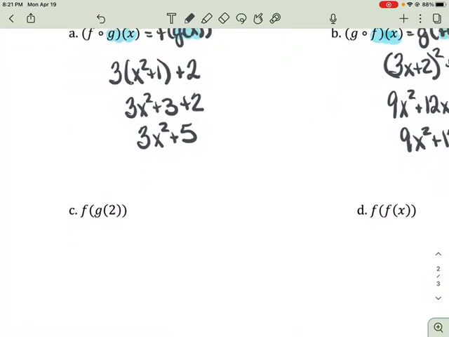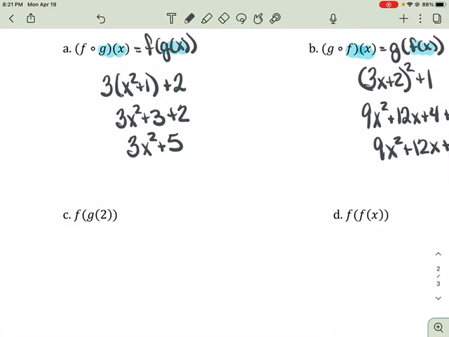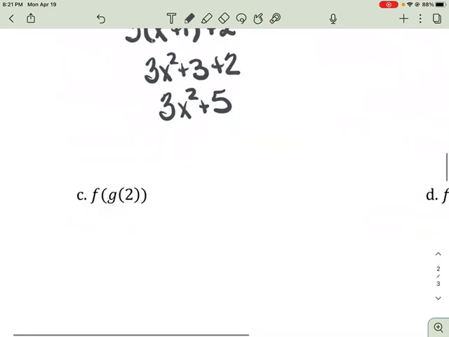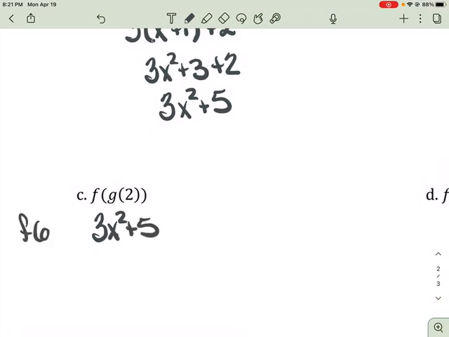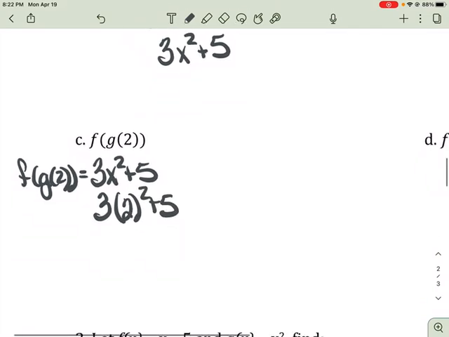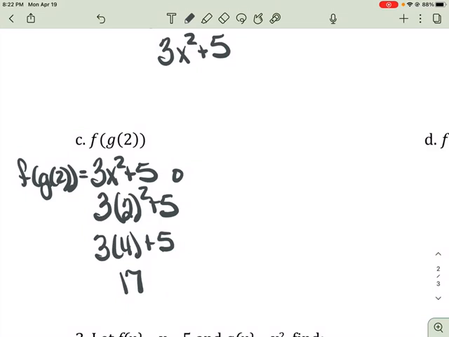Okay. All right, so this says f composed of g of 2. So I can go to my f composed of g, which is the one right above it. Okay, so f composed of g of 2. And put 2 in for x. Okay, so that's 3 times 4 plus 5. So it's 12 plus 5, or 17.